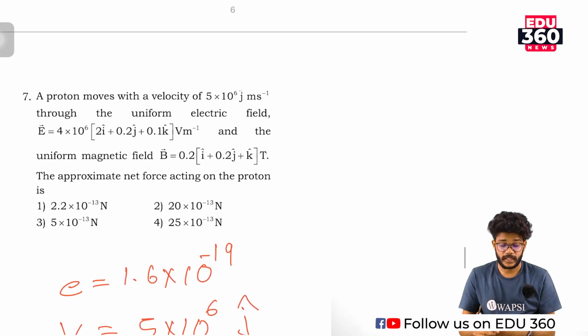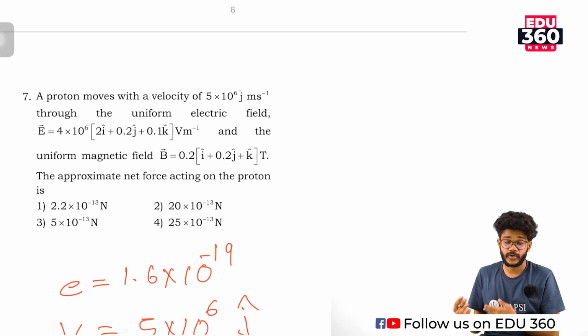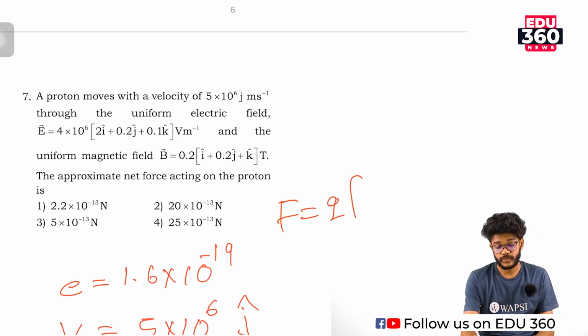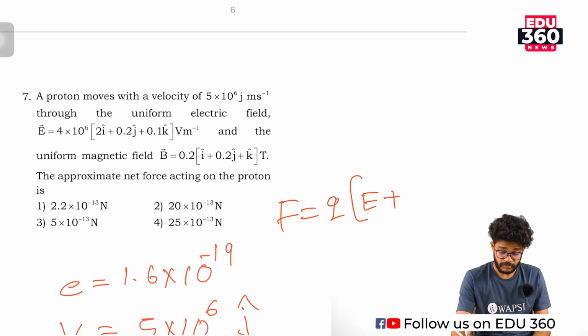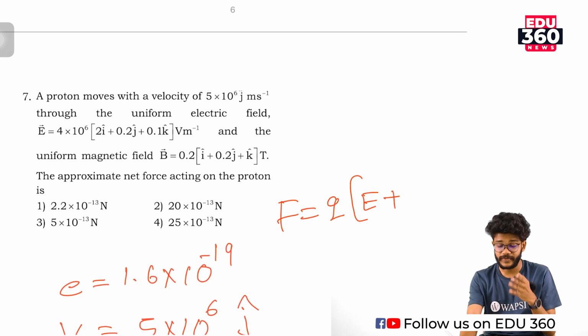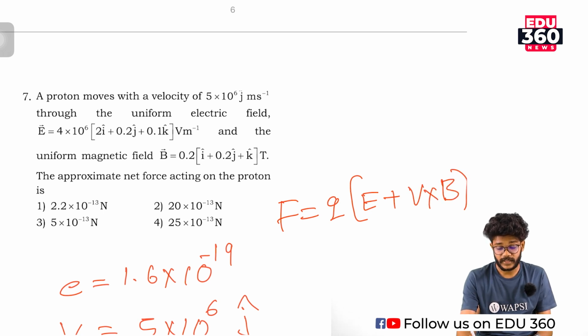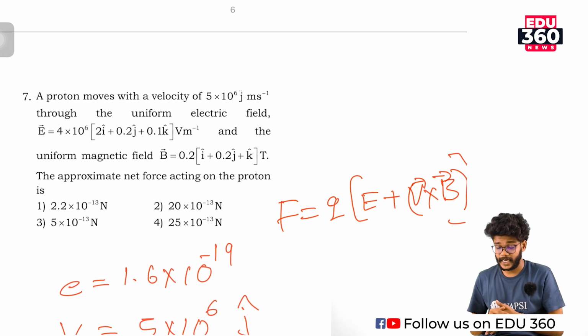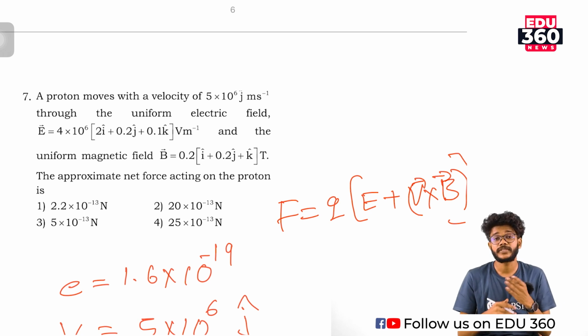So actually there is a velocity, there is an electric field, and there is a magnetic field. So what is the equation for force when there is a magnetic field and an electric field? F is equal to Q into E plus, that means the force given by the electric field, and the force given by the magnetic field is V cross B. Okay, since E has a direction, B has a direction, and V has a direction, velocity has a direction.